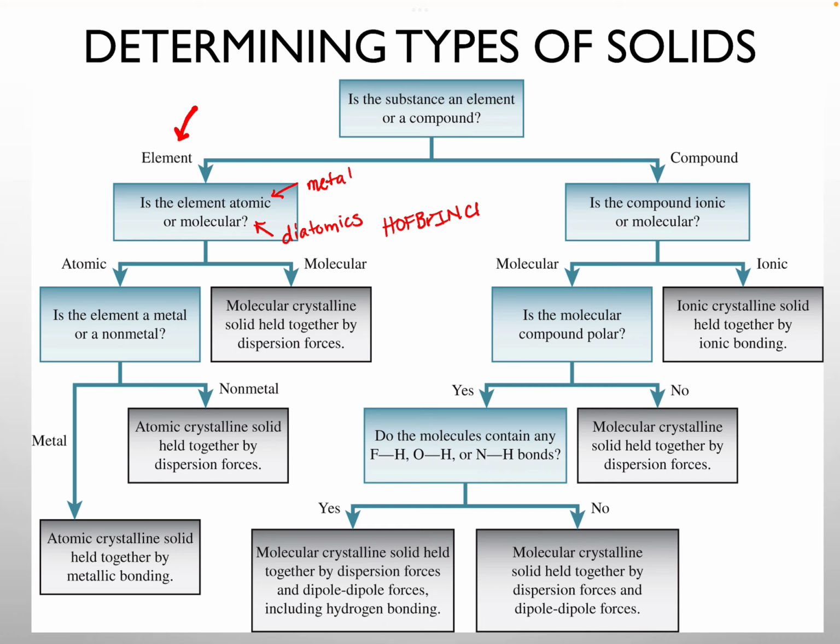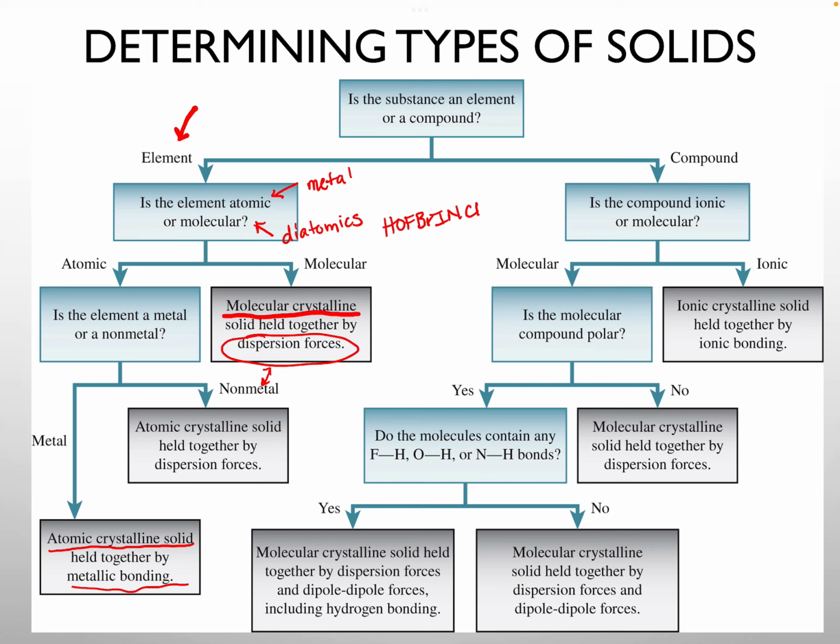If it's just a metal, which is usually what happens, then you're going to get an atomic crystal held together by metallic bonding. It's very rare that this would be a nonmetal, but if it did, you would have an atomic crystal and solid held together by dispersion forces. But that's pretty uncommon. Usually if you have a nonmetal, it is going to be a diatomic, and then you'll get a molecular crystal and solid held together by dispersion forces. So these are actually the same.